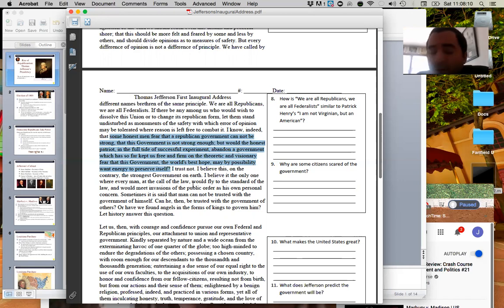Some citizens are scared because they believe that this democracy, this Republican government, is not going to be strong enough. They feel that the government could potentially not stand up against other governments. Basically, he's also making it clear, why should we abandon this? It's kept us free. It's worked for some time, not as much as it has right now in 2020, but it has worked for some time.